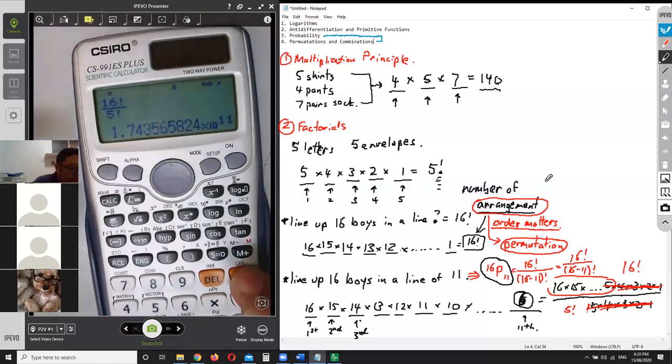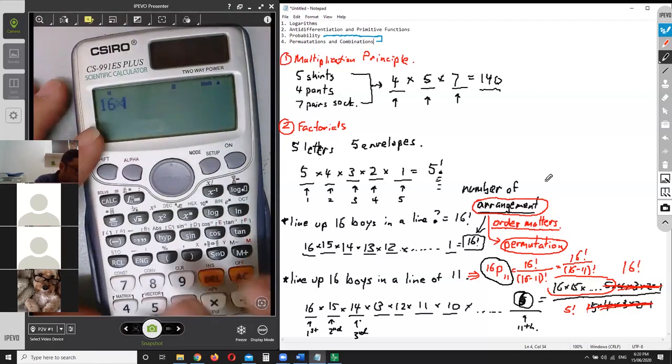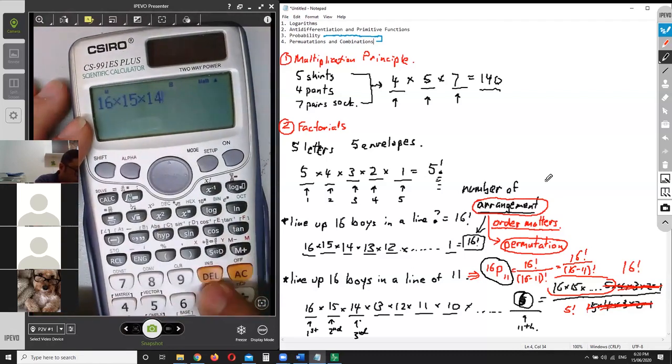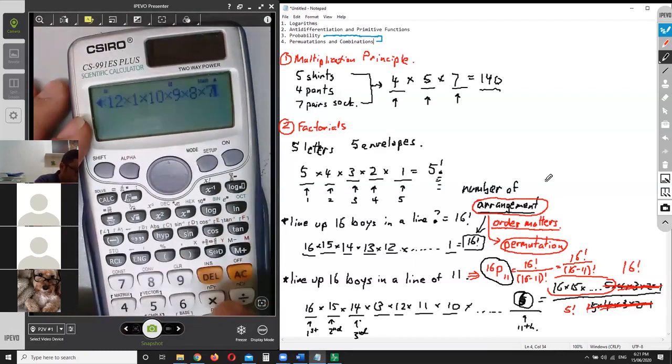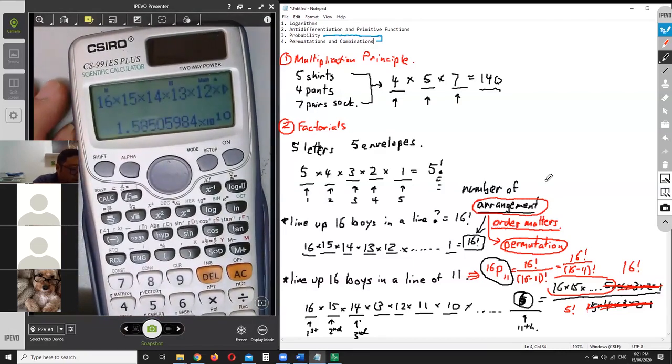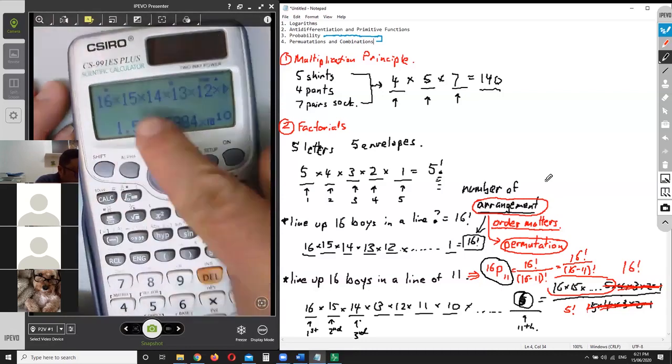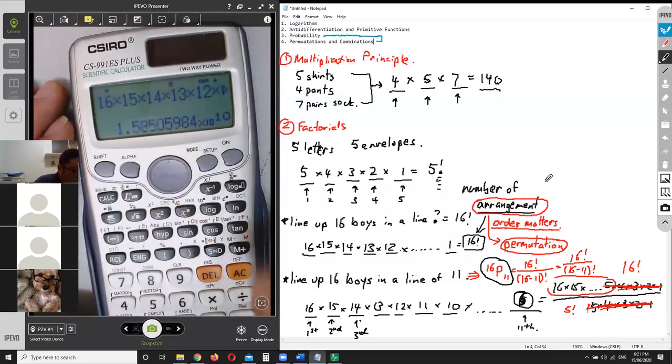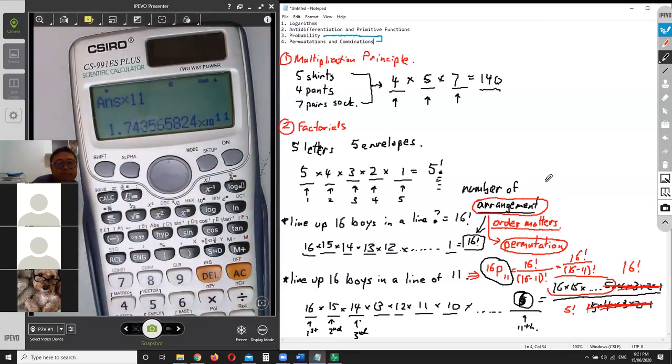And another way we can do it is 16 times 15 times 14 times 13 times 12 times 11 times 10 times 9 times 8 times 7 times 6 times 5. Hang on, you missed a 1 in 11. Oh, did I miss a 1 in 11? So let's times it by 11. Do you see? Everyone understand? Right, so that's the principle behind permutations. Got it?